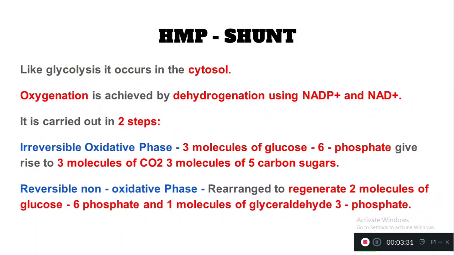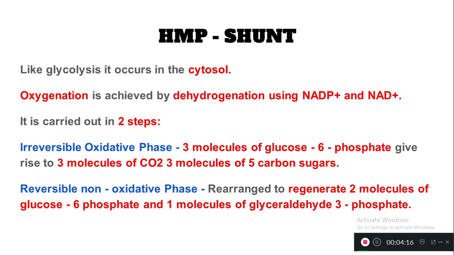So the HMP shunt occurs in the cytosol of these tissues. Oxidation is achieved by dehydrogenation using NADP and NAD plus molecules. The HMP shunt pathway is carried out in two steps. Two major phases, like glycolysis has an energy investment phase and an energy harvesting phase. In the HMP shunt, there are two phases. The first one is the irreversible oxidative phase, and the second phase is the reversible non-oxidative phase.